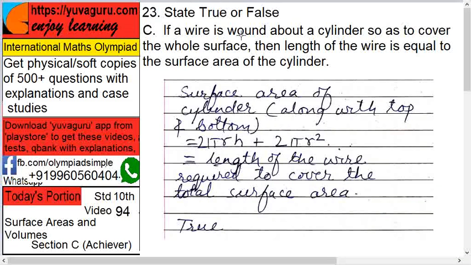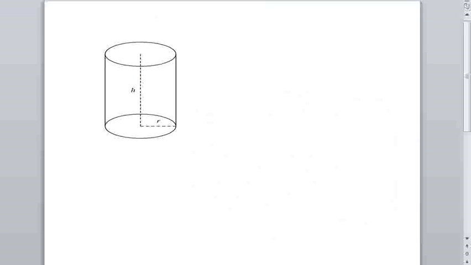Next, if a wire is wound around a cylinder so as to cover the whole surface, the length of the wire is equal to the surface area of the cylinder. Means what? See, this is a cylinder, and if I go on tying wire totally on all the surface, along the height, and these two surface areas, top and bottom also, I tie up like this also and like this also everywhere. So what is the total length of the wire required?